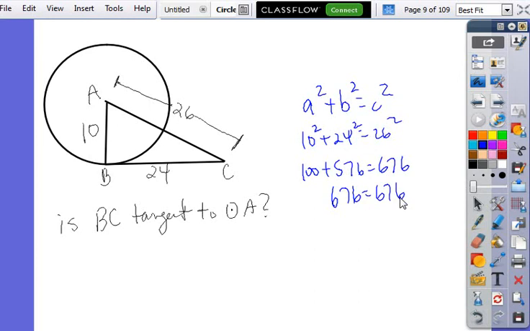All right, so what does this tell me right here when I get the same number on both sides? That means, yes, it's a right triangle. And so if it's a right triangle, it's 26 times 26, then I have the right angle. So to answer the question: is BC tangent? Yes, because it makes a right angle.